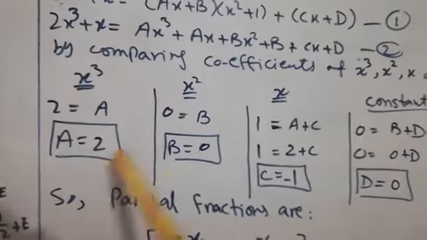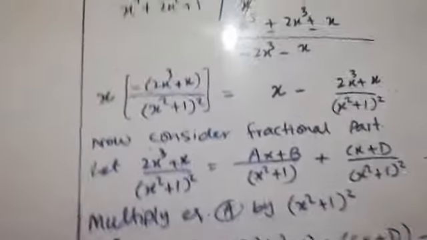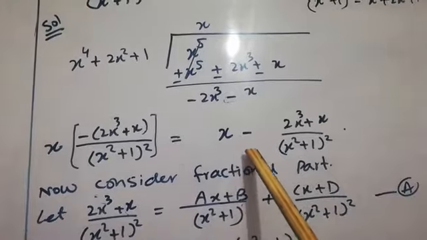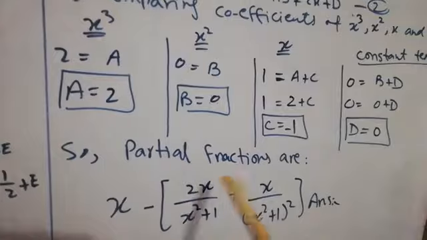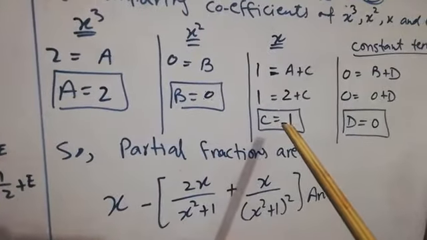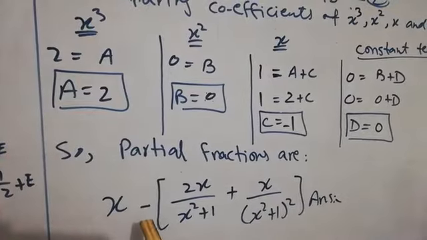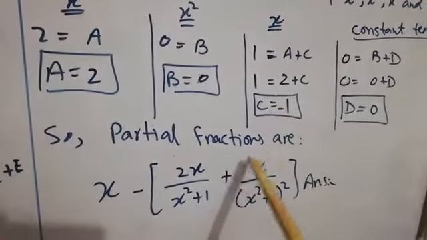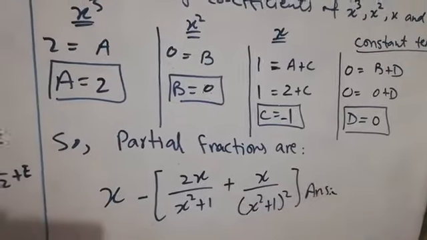Now we have the values of a, b, c and d. While writing the partial fraction, we will write this x also. So put x minus: a is 2, so 2x by x square plus 1. The value of b is 0. c is minus, but since we have taken minus as common, we will put plus here. Minus 1 means plus x by x square plus 1. So this is the partial fraction.